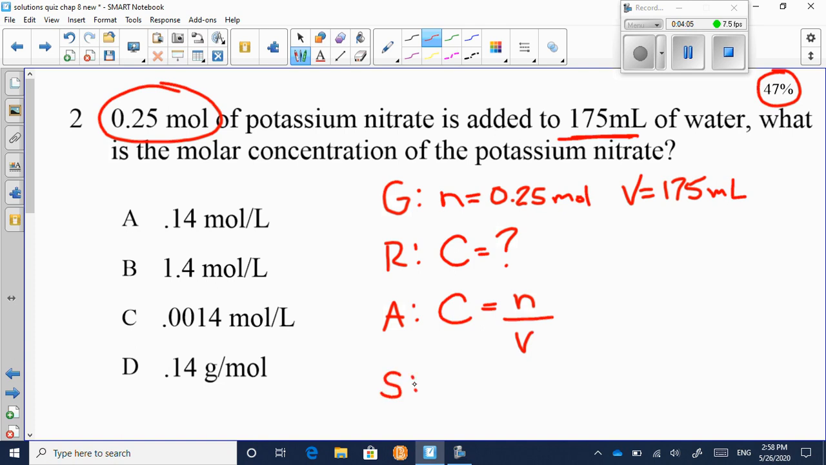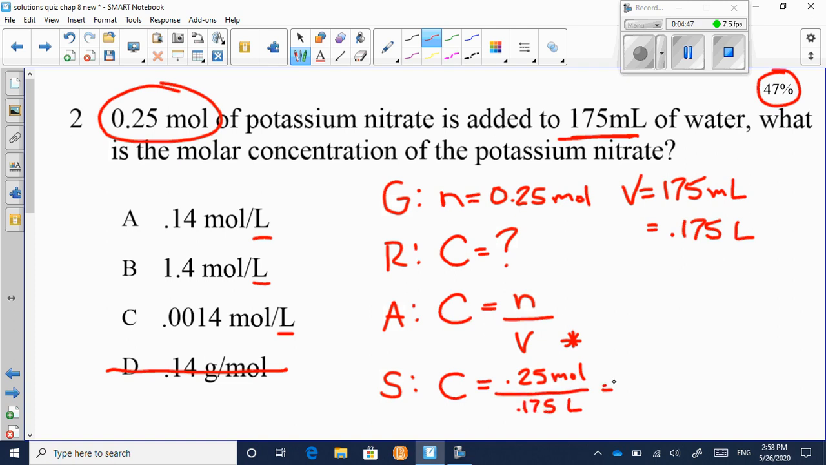Now there's one little tiny thing here, which is that the volume has to be in liters, because look at this. In each case here, they're giving you the answer in moles per liter. One of them gives you grams per mole, but we clearly know that's not correct. So it's one of these moles per liter. But before we go on, we have to convert: 0.25 moles and 175 milliliters. To convert that to liters, you divide by 1,000, so that's 0.175 liters.